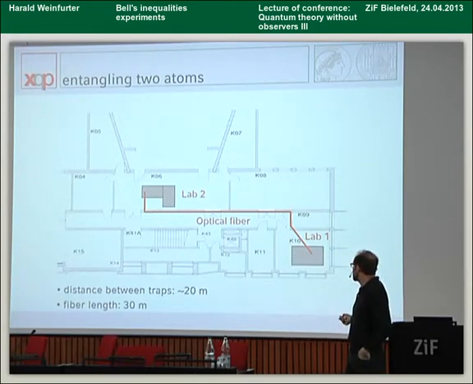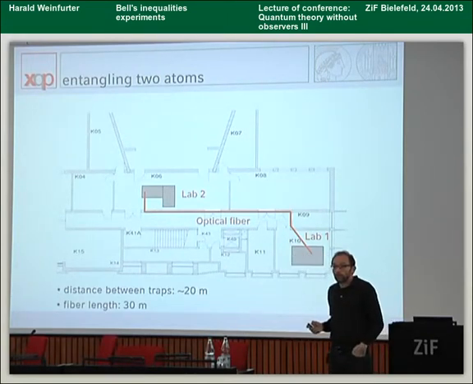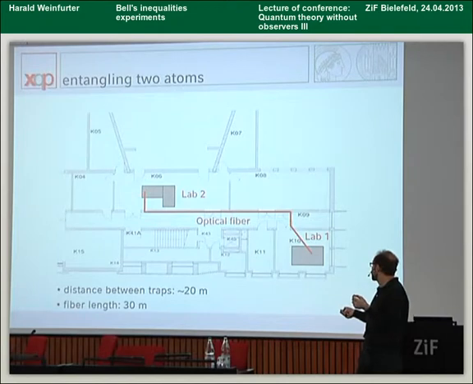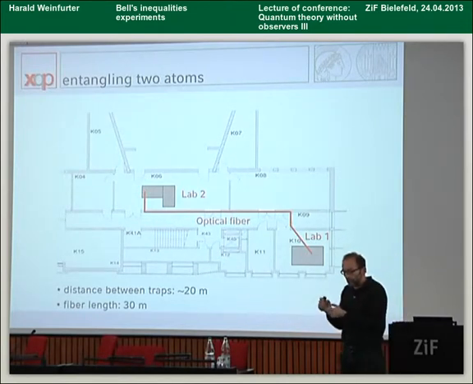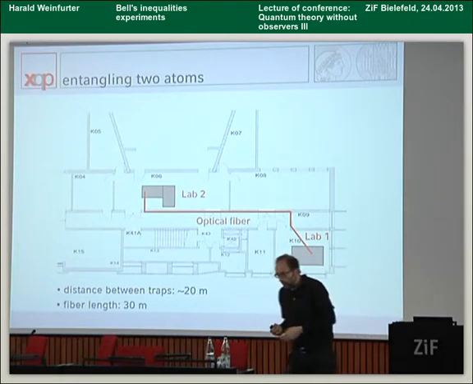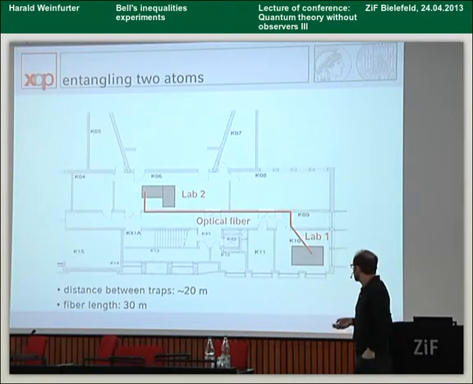And then, of course, there's the connection with the optical fiber. The photons which are created in the second lab from Atom-2 are brought over into this first lab. So this Bell state measurement is then done here in lab 1.